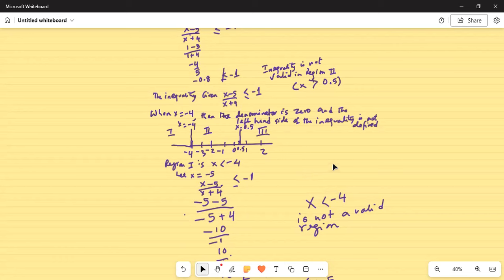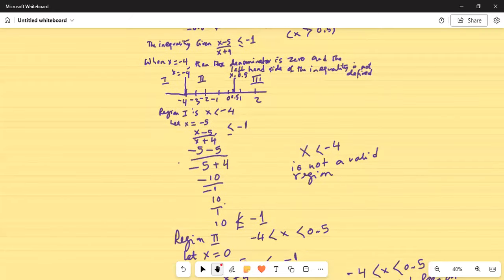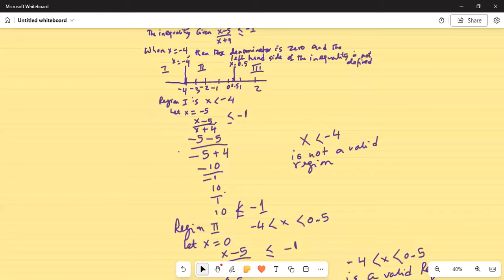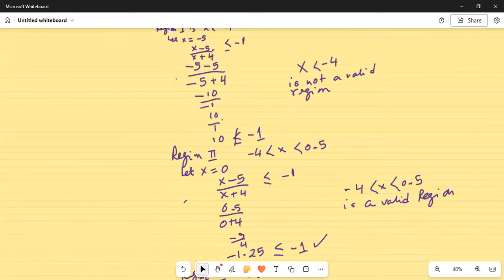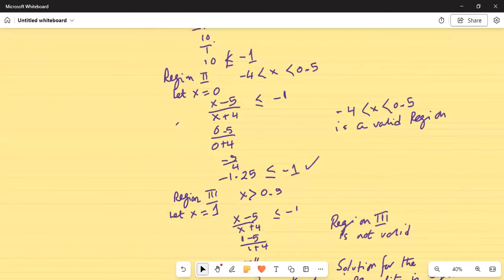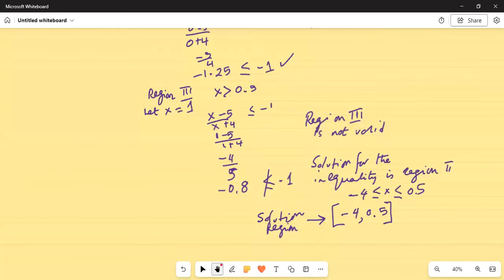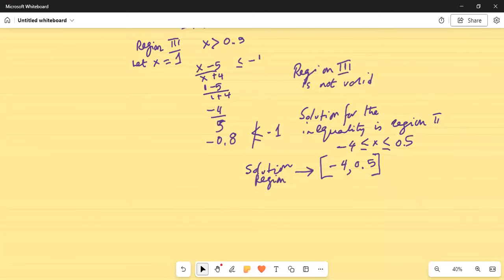So we try with a point in each region, and we see that x less than minus 4 is not a valid region. Then we see that when x is between minus 4 and 0.5, it is a valid solution. And when we go greater than 0.5, that is also not a valid region. So the only solution region is between minus 4 and 0.5 with closed brackets at both ends, because there is an equal to sign in the inequality.